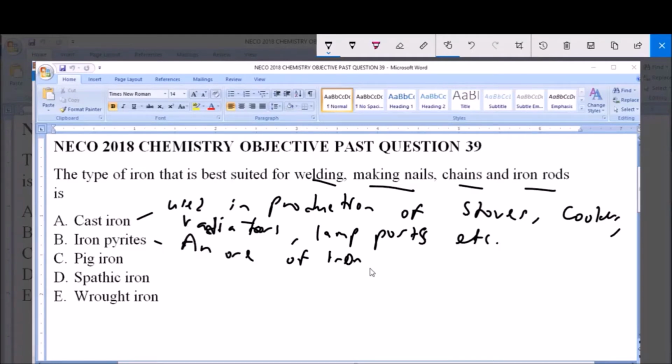Okay, so you can't specifically say it is a type of iron, rather it is an ore of iron, a raw material in the production of types of iron.